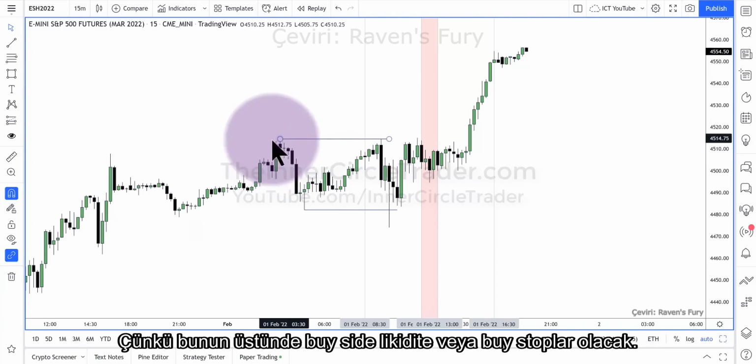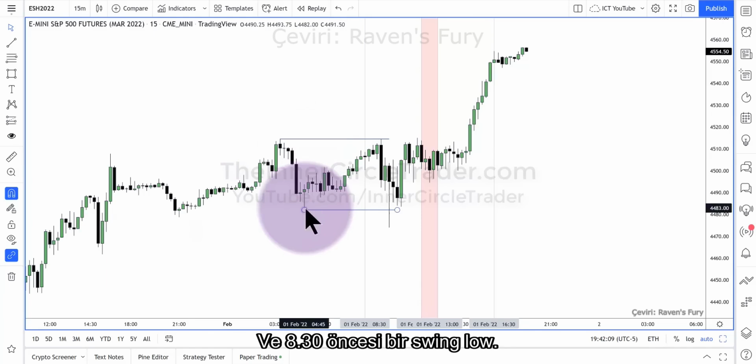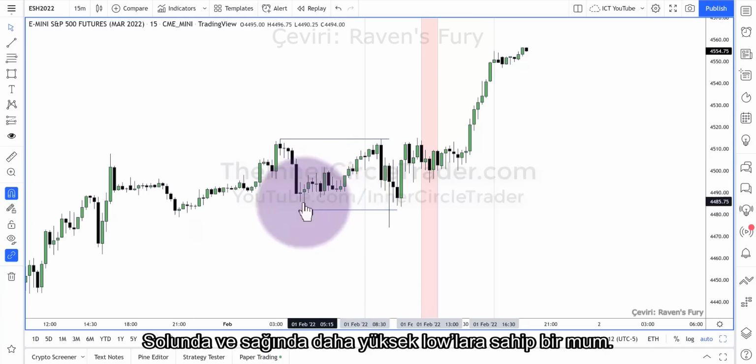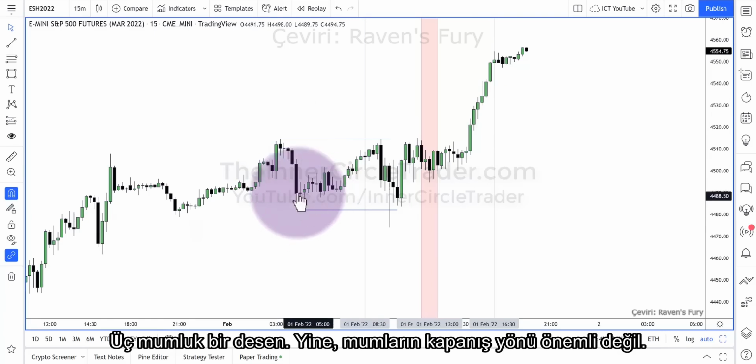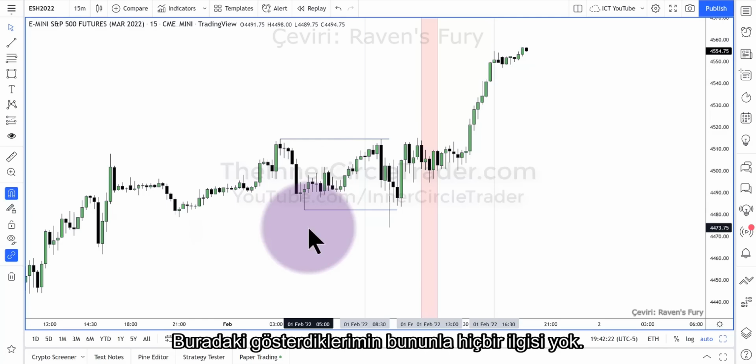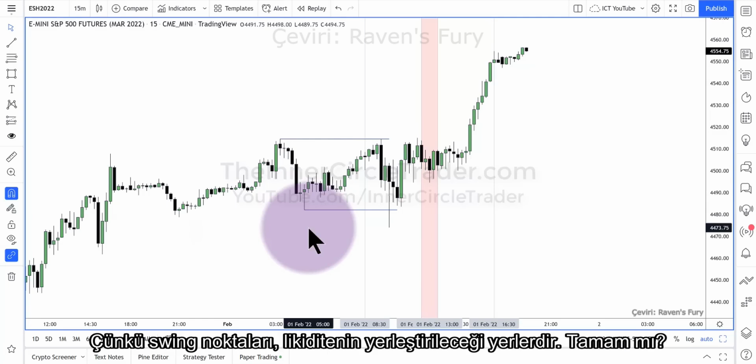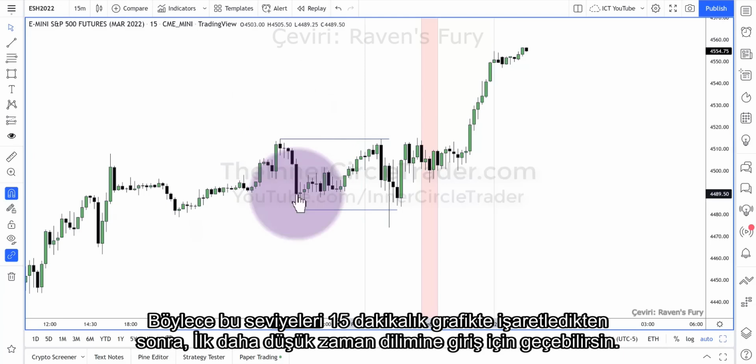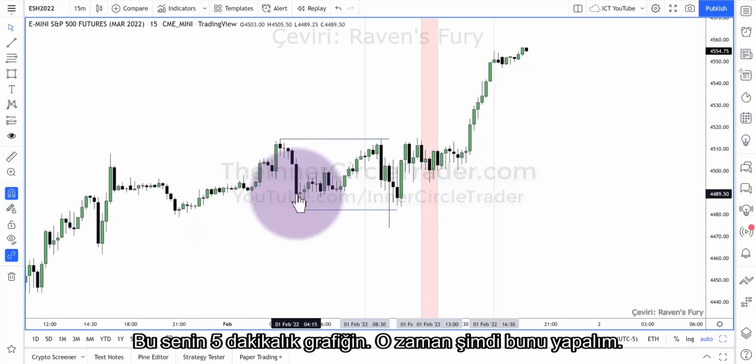You're just looking for a swing high, because above that's going to be buy side liquidity or buy stops, and a swing low prior to 8:30. That's a candle that has a higher low to the left and a higher low to the right of it. It's 3 candles. Again, it does not matter what the close of the candles are. It has absolutely no bearing on what I'm showing you here, because the swing points are where liquidity is going to be placed. Okay, so once you have these levels on your chart on a 15-minute time frame, then you can drop down into your first lower time frame for entry.